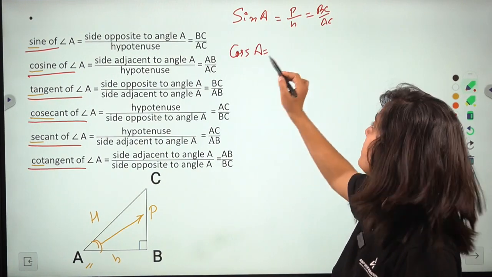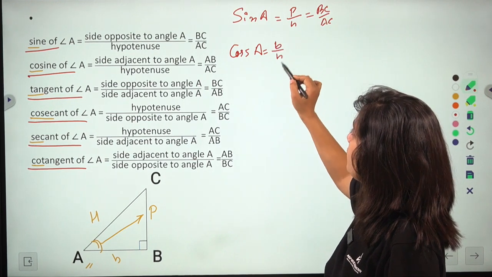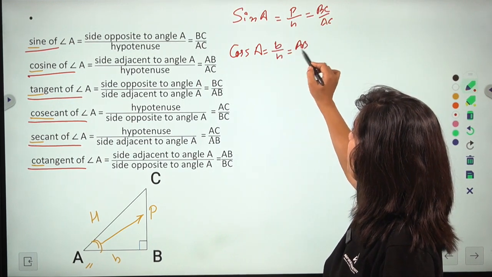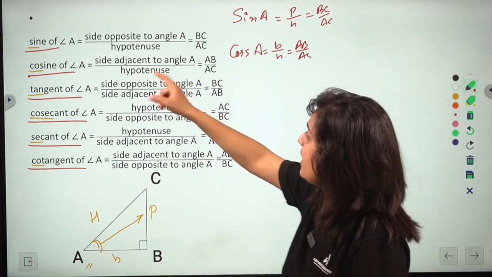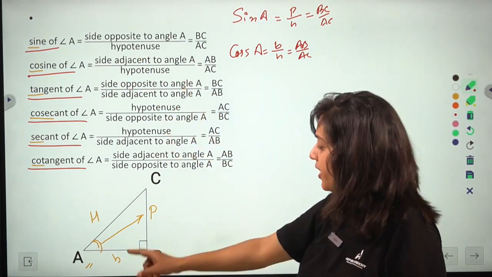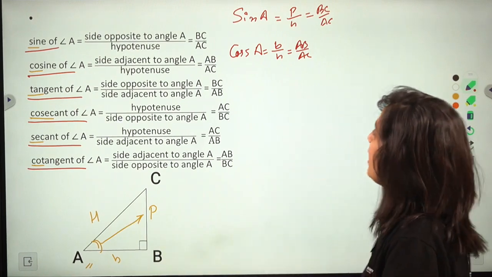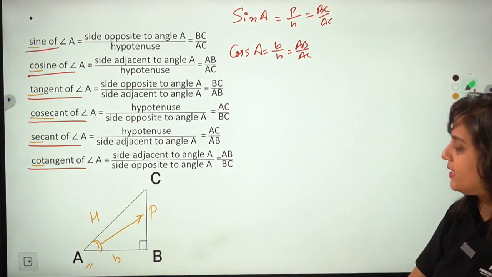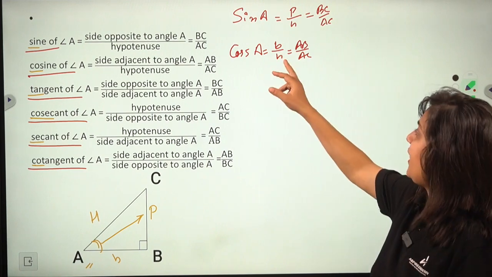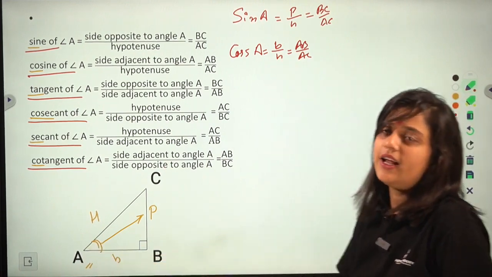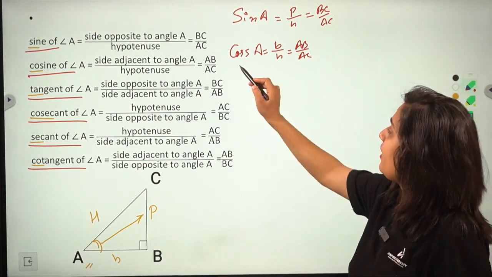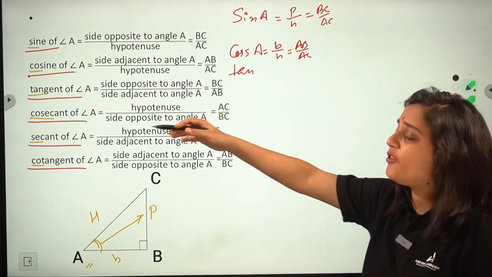Cos A is always B by H, that is AB by AC. B means the side adjacent to angle A, beside the hypotenuse. Clear? So that will be AB by AC. B is AB and H is AC. Clear?